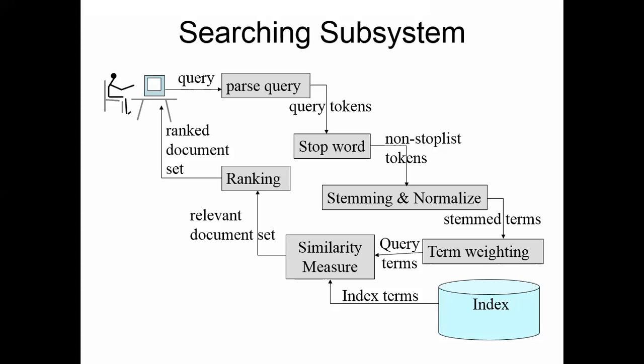Cosine similarity measurement, which is widely used, can help us calculate the similarity score between a given query, in terms of the query terms, and the document collection, in terms of their index terms. For each document, using its index terms, its similarity with the query terms is calculated.